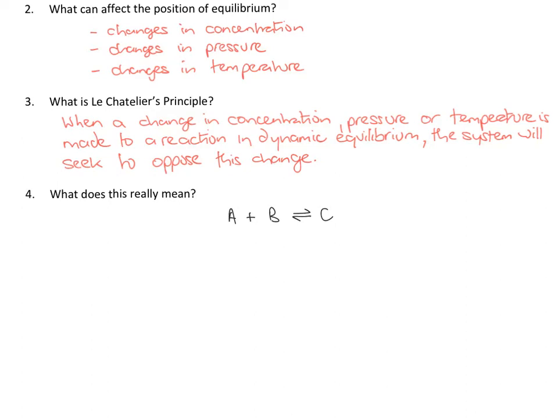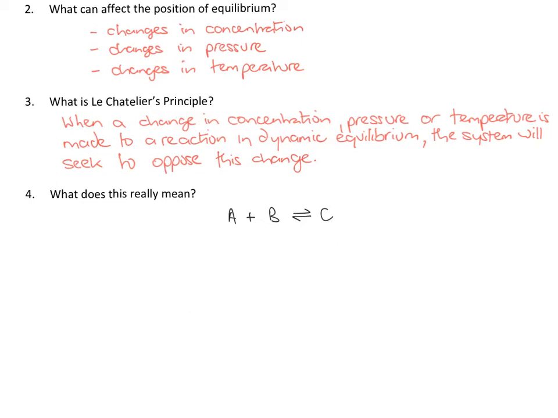So if I increase the concentration of A, what Le Chatelier's principle is telling me is that the system seeks to oppose this change. So if I increase the concentration, the system will seek to decrease the concentration. And there is only one way the system can do that, and that is to produce more of C, i.e. to use up A, to reduce the concentration of A. What does that mean in terms of the position of equilibrium? Well, if we're producing more of C, we're going to have less of A and B. So in effect, the position of equilibrium in this example would be shifting to the right.